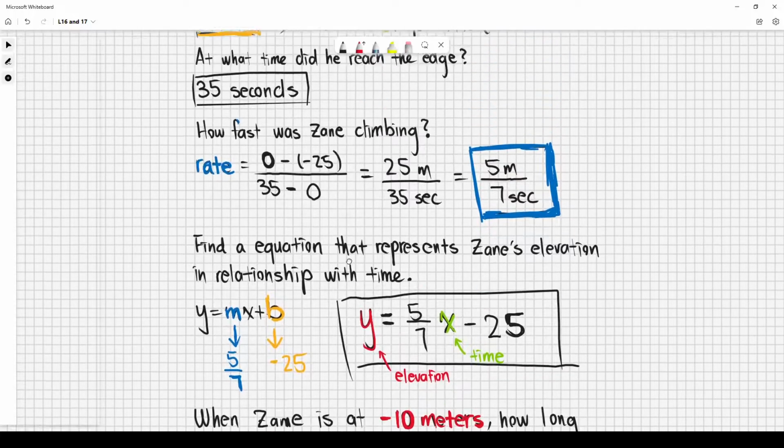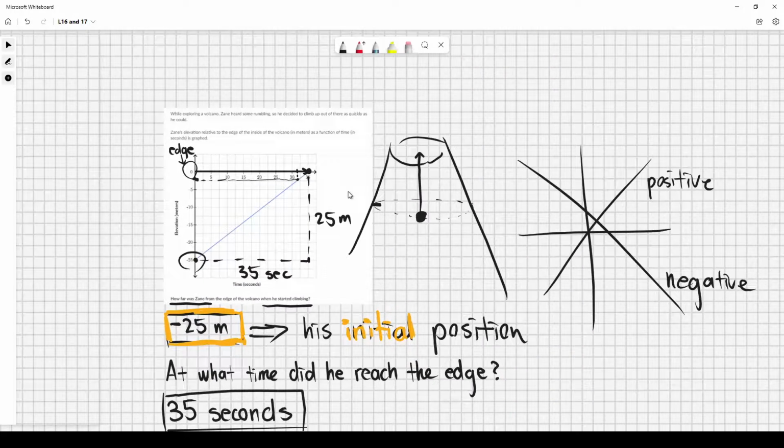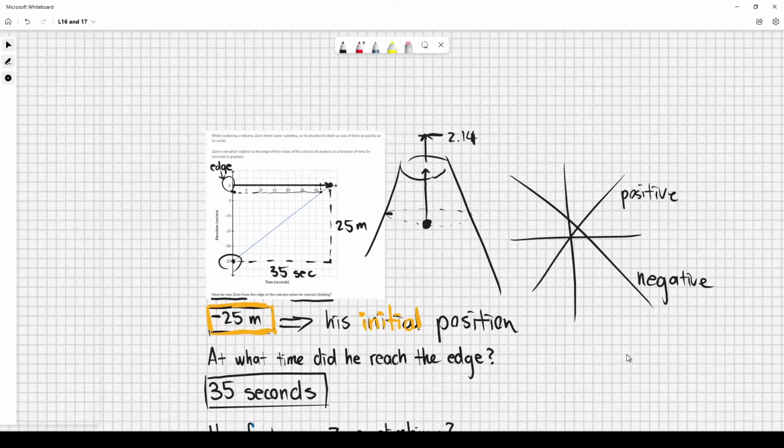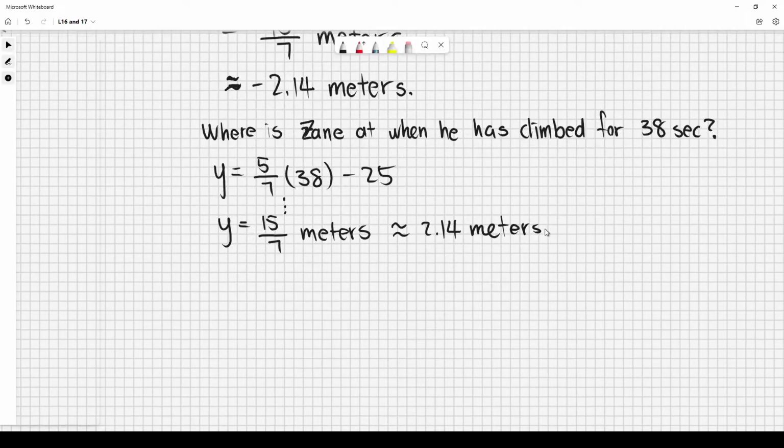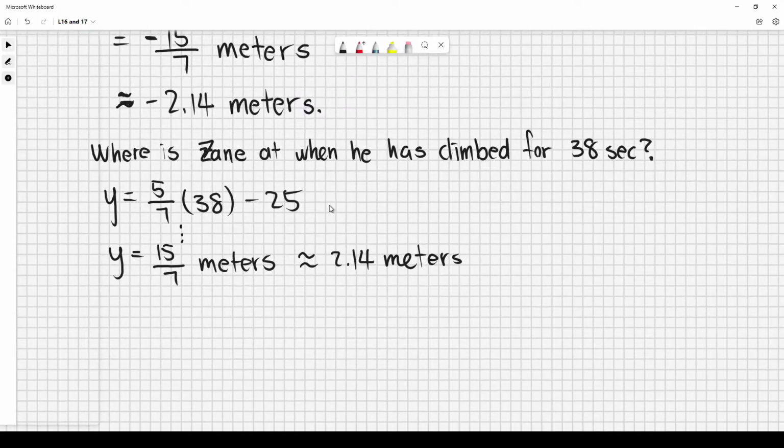If he continued climbing, that would not be possible because the volcano is only this high. If he continued climbing, he'd be flying up top. So that would essentially mean he's 2.14 meters on top of the volcano. So yes, mathematically this is correct. If you're given this question and it's asking for this, then you would give this answer.